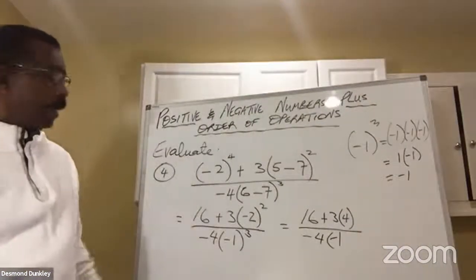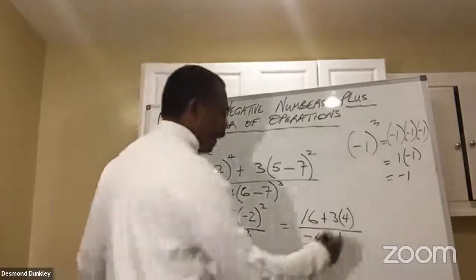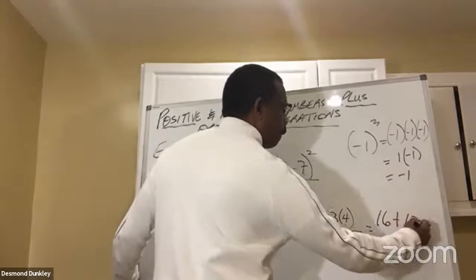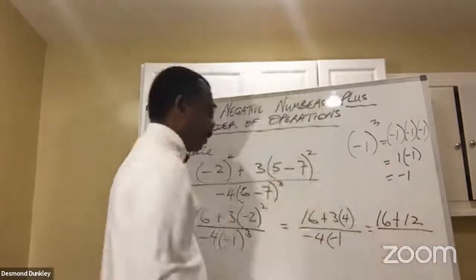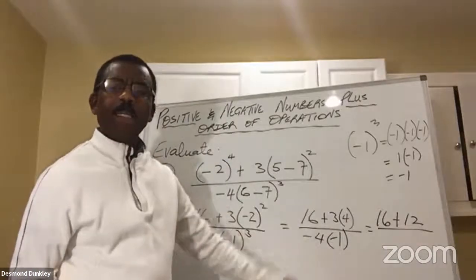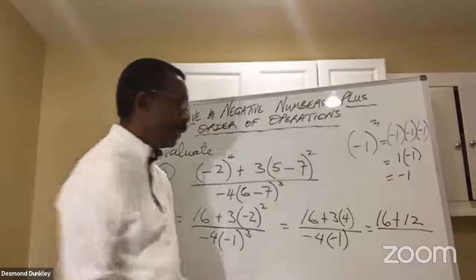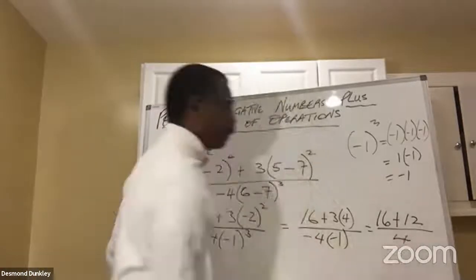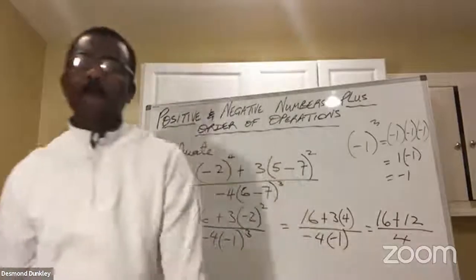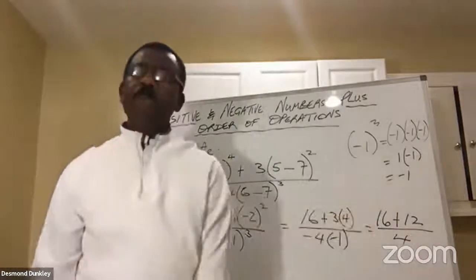So what do I end up with? 3 times 4 is 12. So now we have 16 plus 12 over negative 4 times negative 1. A negative times a negative is positive. So that gives me 4. And 16 plus 12 is 28.